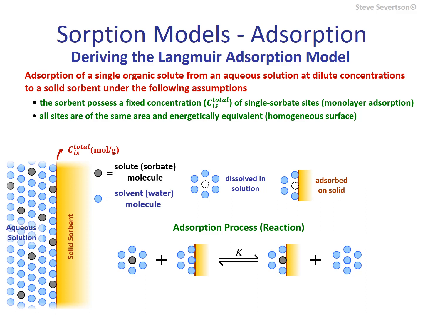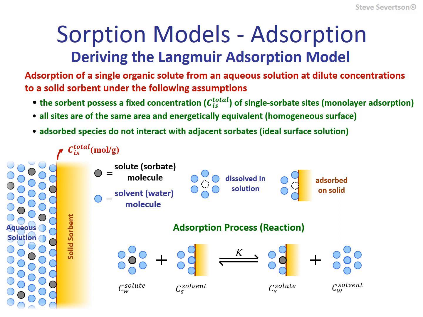This also allows us to treat the adsorption process as though it's a chemical reaction in which a solute molecule replaces a solvent molecule at one of these sites, and this process is reversible. Finally, it is assumed that the adsorbed species only interacts with the surface and not with adjacent sorbates. This assumption, along with the restriction to dilute concentrations, allows us to replace all activity values, both solution and surface activities, with concentration.